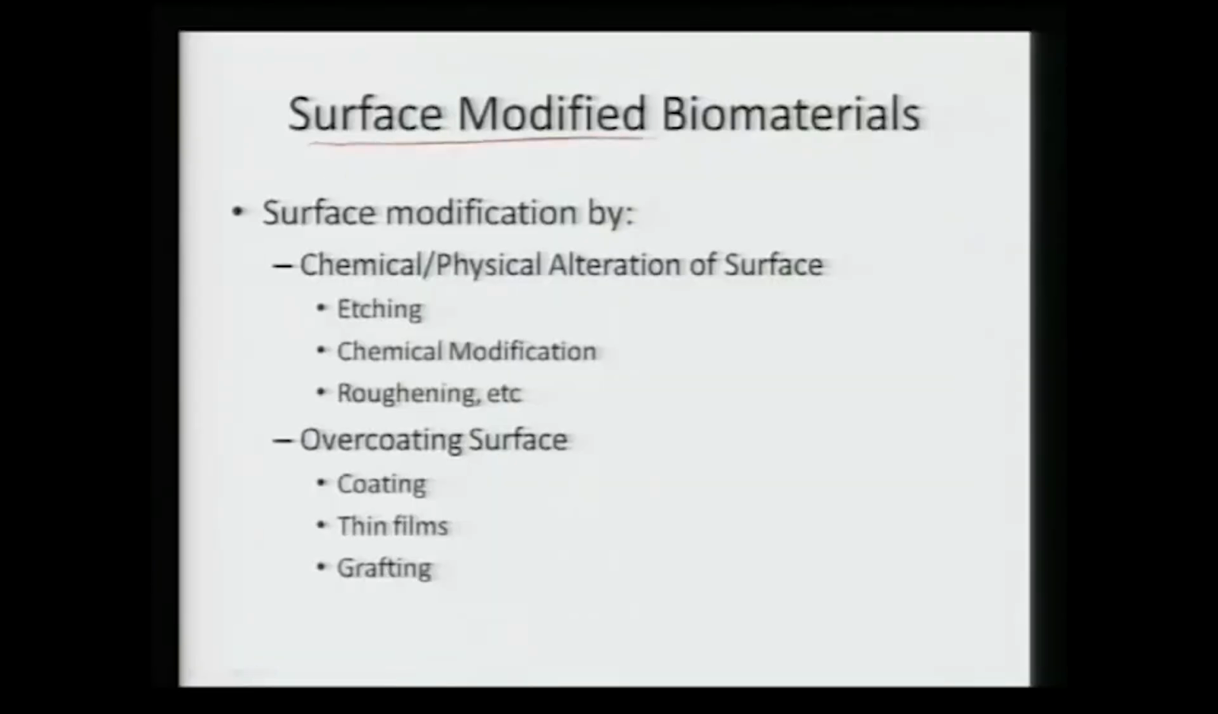And now there are certain techniques which can be utilized for modifying the surfaces of biomaterials. Once a biomaterial is introduced into the body, the surface can be modified either by chemical or physical alteration of the surface. So, we take the exposed surface of the implant material or the device material, and we somehow change the chemistry of the top layer. In that manner, we are directly changing the chemical or physical nature of the surface of the implant.